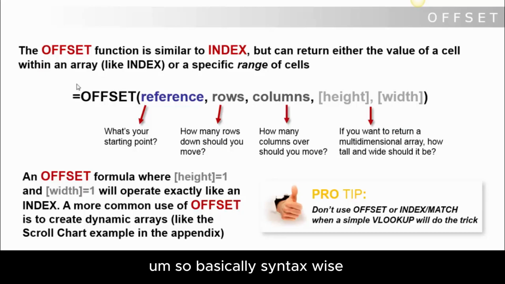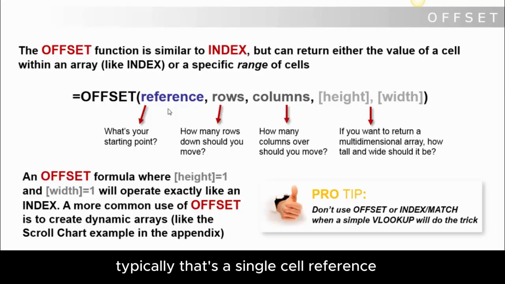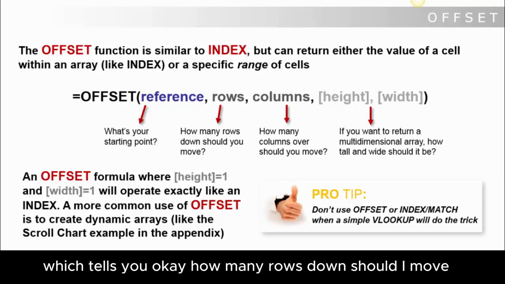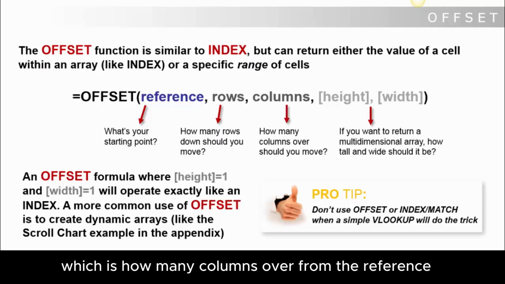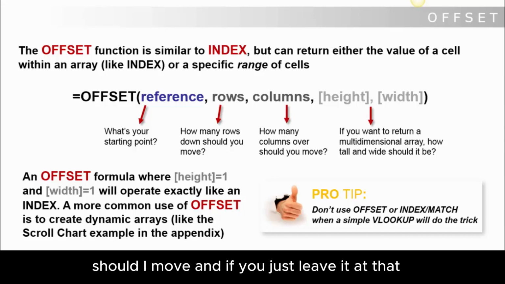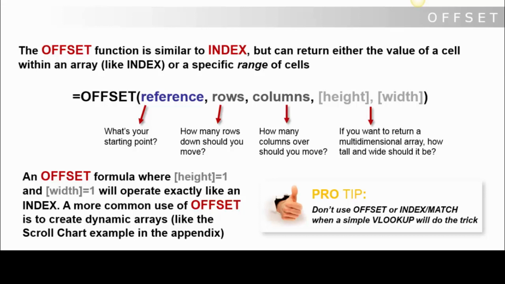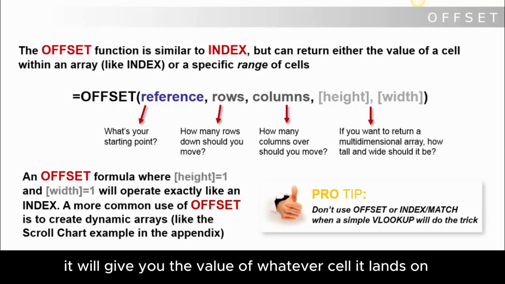So syntax-wise, offset starts just like an index function. You determine a reference, which is your starting point. Typically, that's a single cell reference. And then you have a rows component, which tells you how many rows down to move. And then columns, which is how many columns over from the reference to move. And if you just leave it at that, it will function exactly like an index. It'll give you the value of whatever cell it lands on.